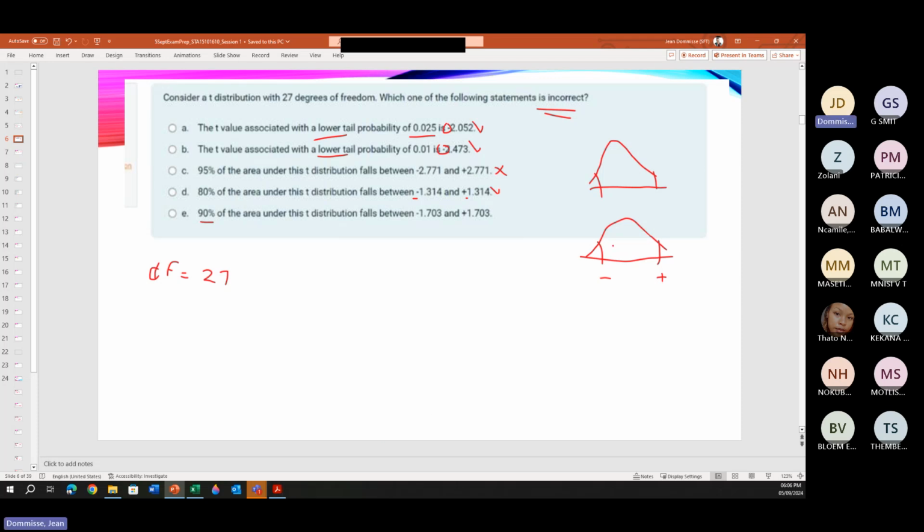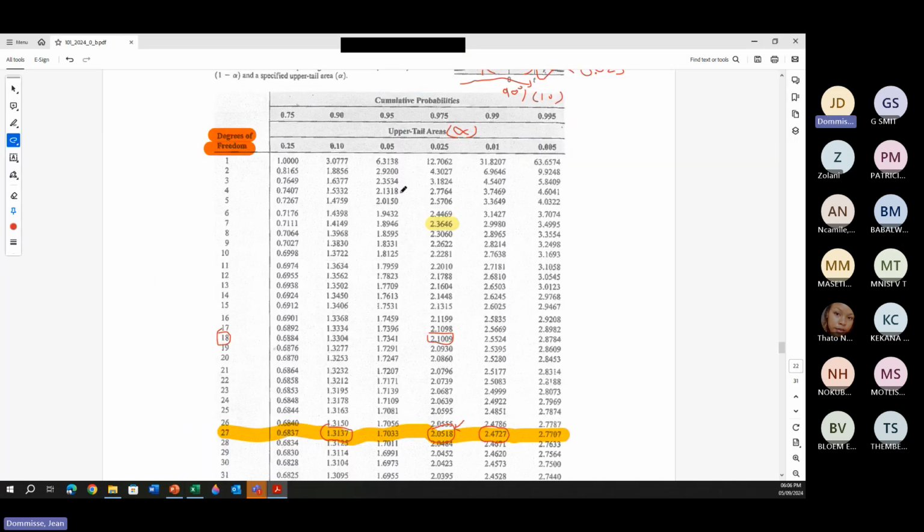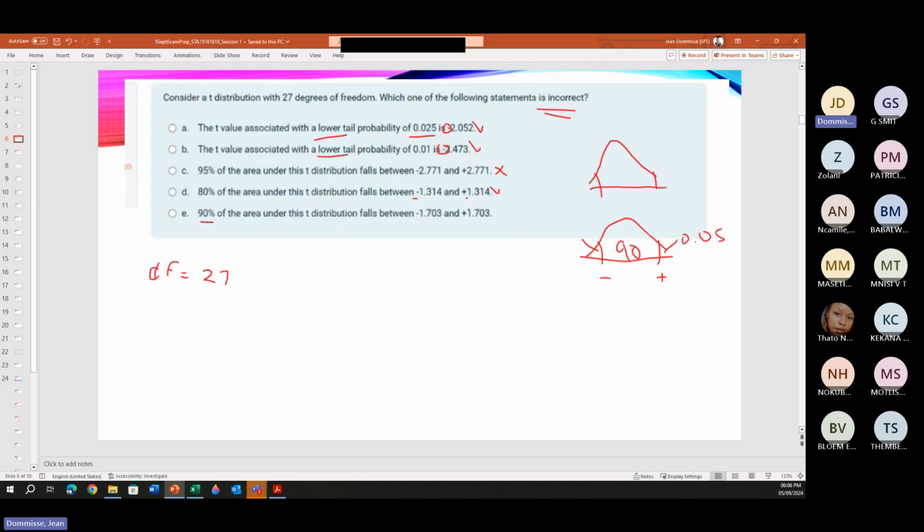And then the same for the 90. There's 90 in the middle, so there's a 5 and a 5. So what we're looking for is going to be at the level of 0,05. 1,703. Positive and negative.